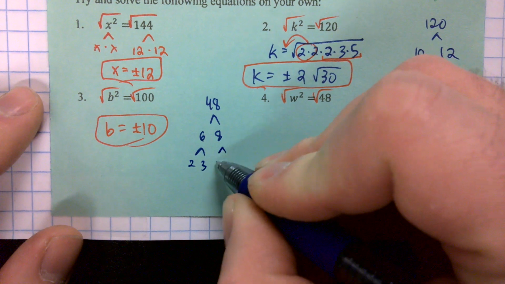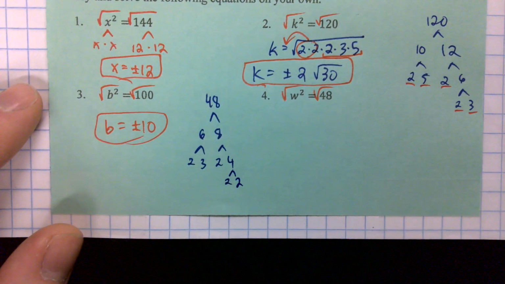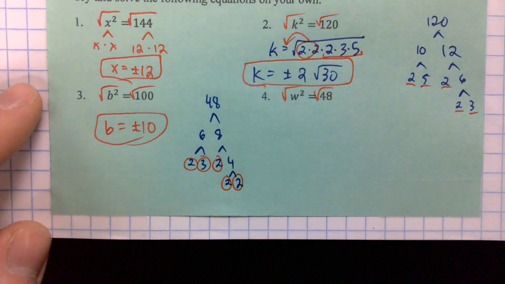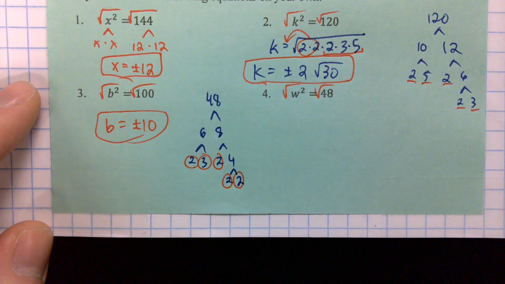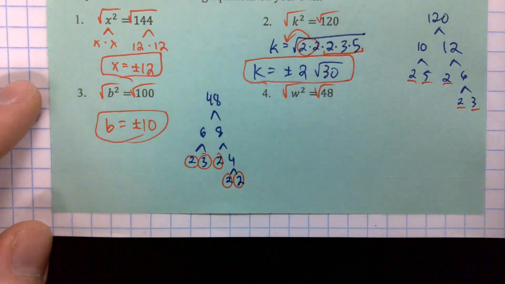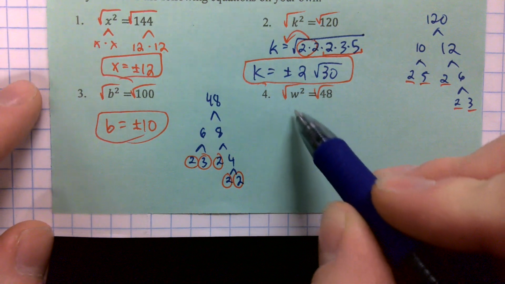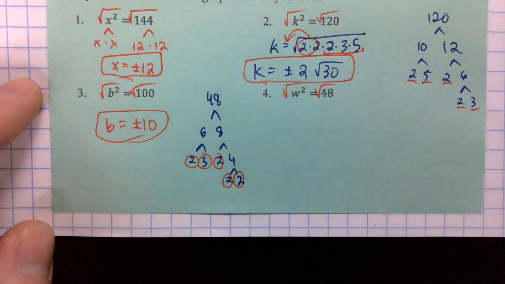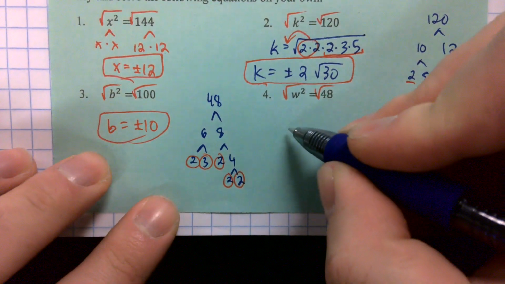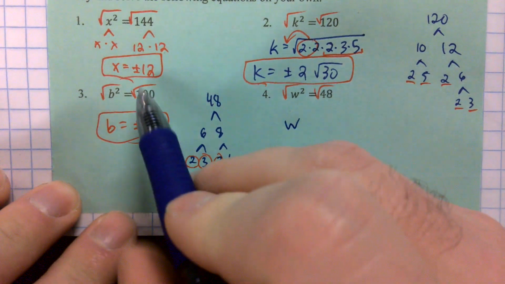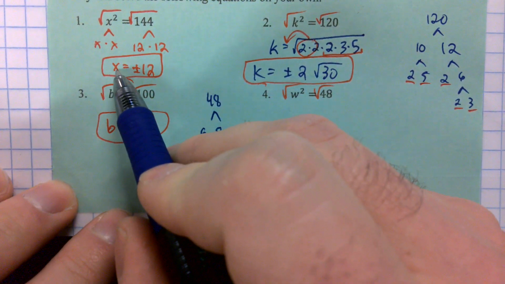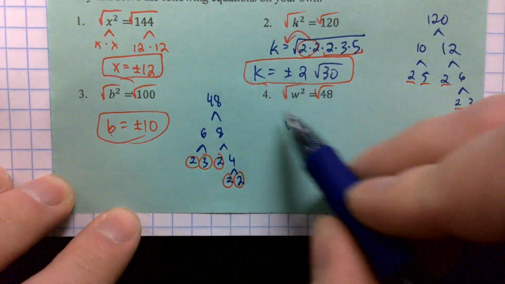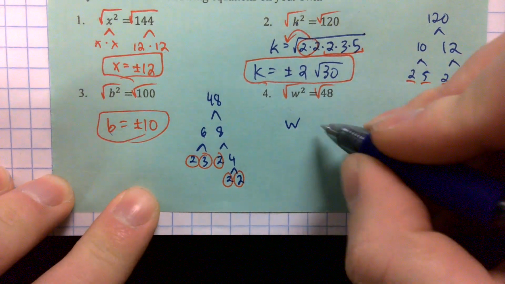6 is 2 times 3, 8 is 2 times 4, 4 is 2 times 2. So now I've got 2, 2, 2, 2, and a 3. Did I do that right? Yes. The square root of w squared is just what? w times w. We take out the w's. What does it simplify to? Just w. Follow the pattern. The square root of x squared became x, b squared became b, k squared became k, and w squared is just w.